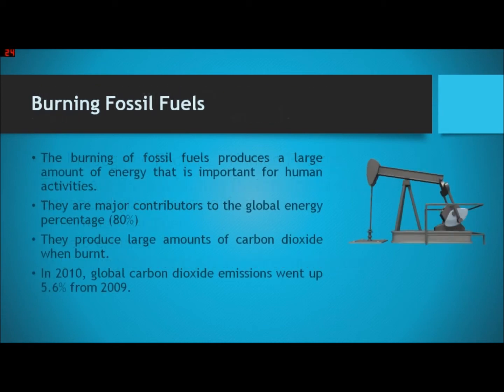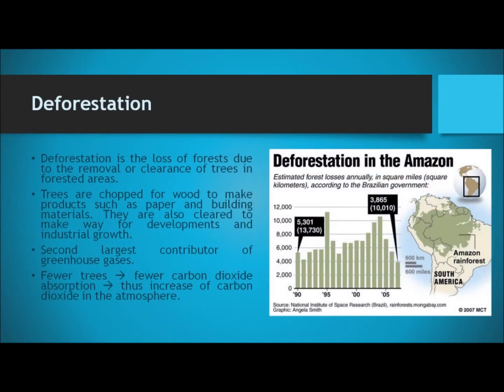So the first human factor that we're going to talk about is the burning of fossil fuels. The burning of fossil fuels produces a large amount of energy that is important for human activities. They are major contributors to the global energy percentage, which makes up about 80%. They produce large amounts of carbon dioxide when burnt, and in 2010, global carbon dioxide emissions went up 5.6% from 2009.